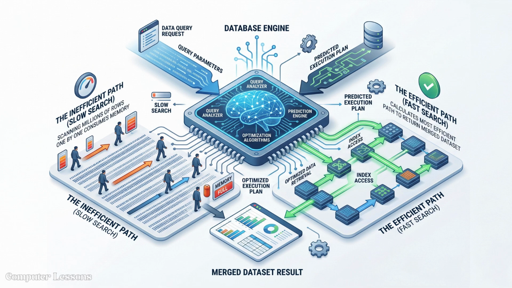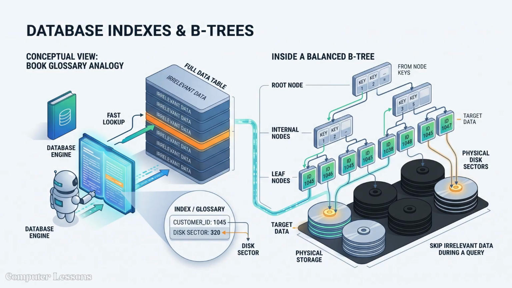To avoid this slow search, engines use internal algorithms to predict the best way to retrieve the requested bits of information. Databases implement secondary data structures called indexes built using balanced B-tree algorithms to accelerate the speed of finding a specific piece of data. An index works like a book glossary, pointing the engine to physical disk sectors to skip irrelevant data during a query.